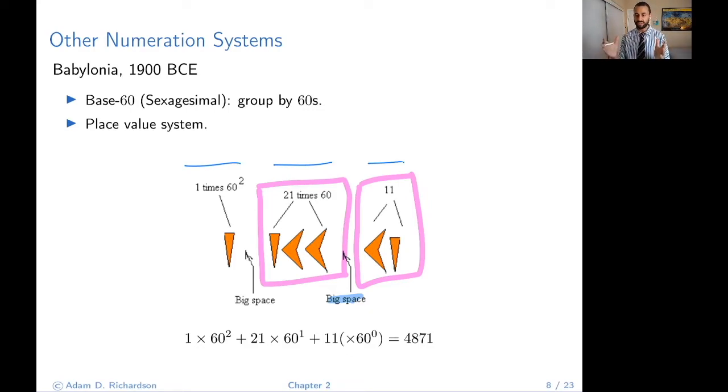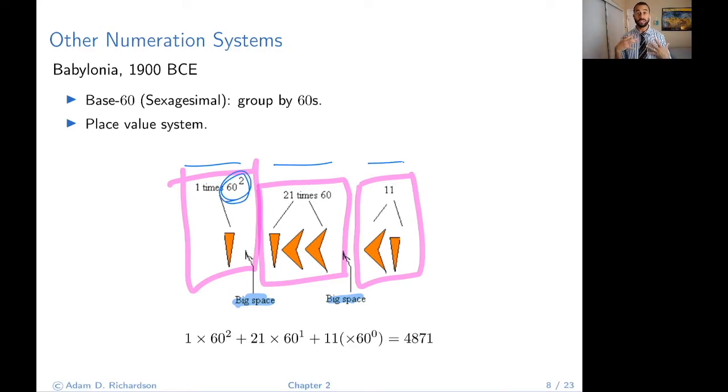So they have 60 objects and they've got 21 groups of that. So that's why this would be kind of like writing 21 right there. But we're not going to do that because that gets really weird, as you'll see. And then you do another big space. You do another big space. And then because we're counting in groups of powers of 60, this next thing says that you've got one group of 60 squared.